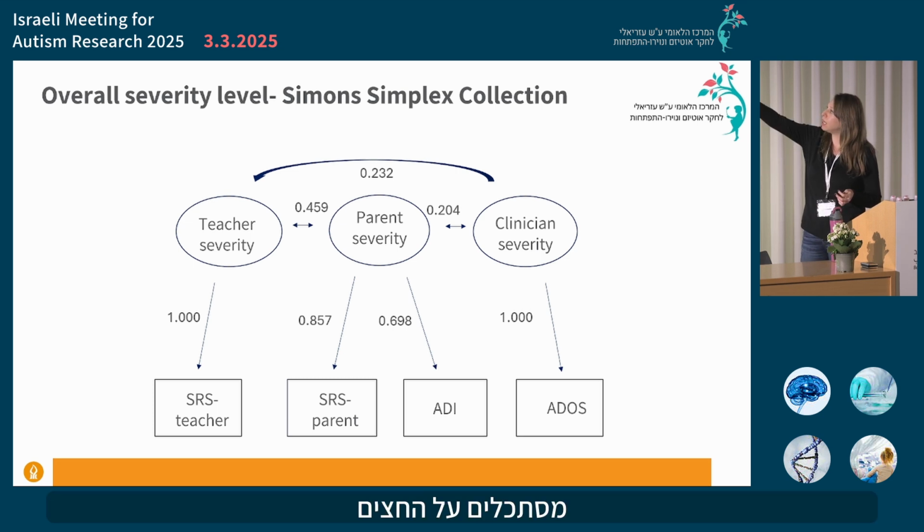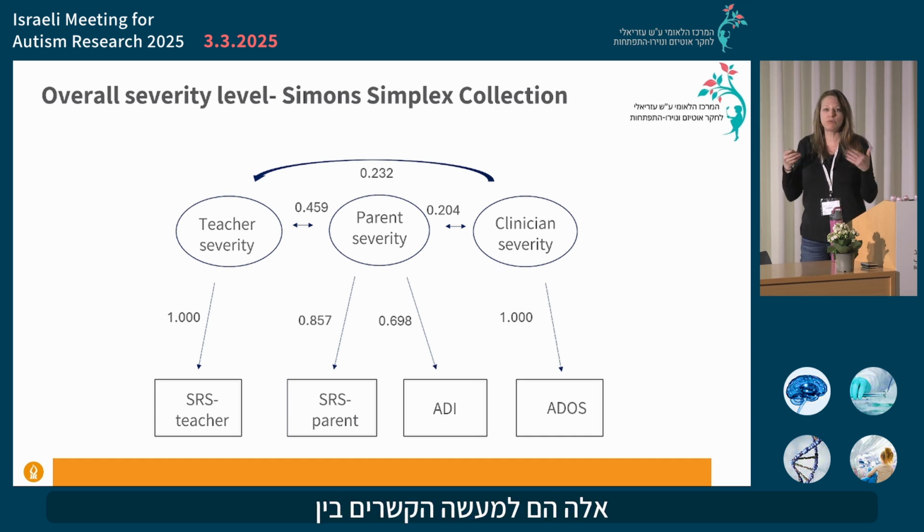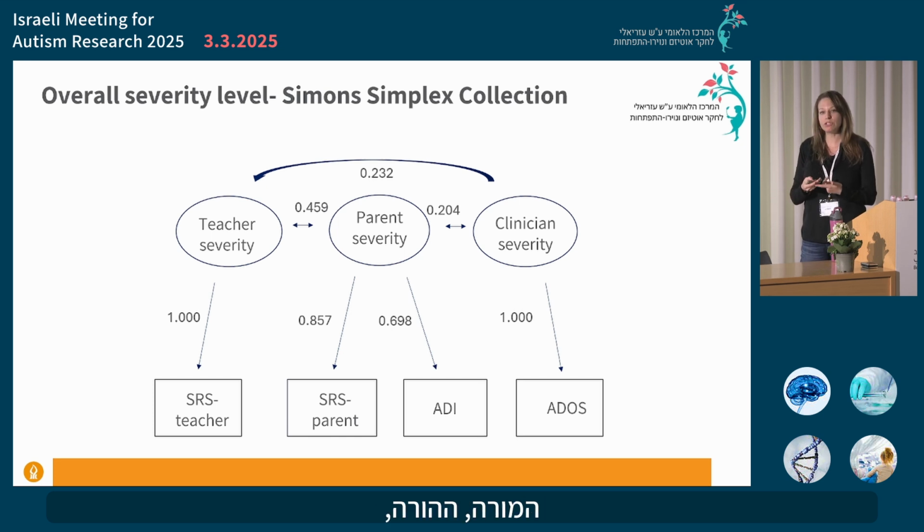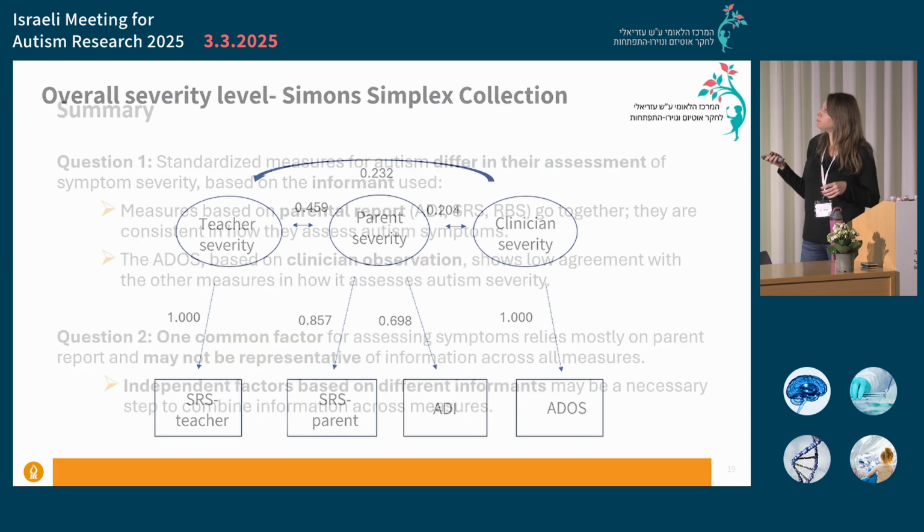And if you look at the arrows that go between these circles, these are actually the relationships between these three different assessments. And the numbers next to them are standardized correlations. So when we look at the relationship between how the teacher, the parent, and the clinician assess severity, we see that the relationships are really low. And these are independent assessments.